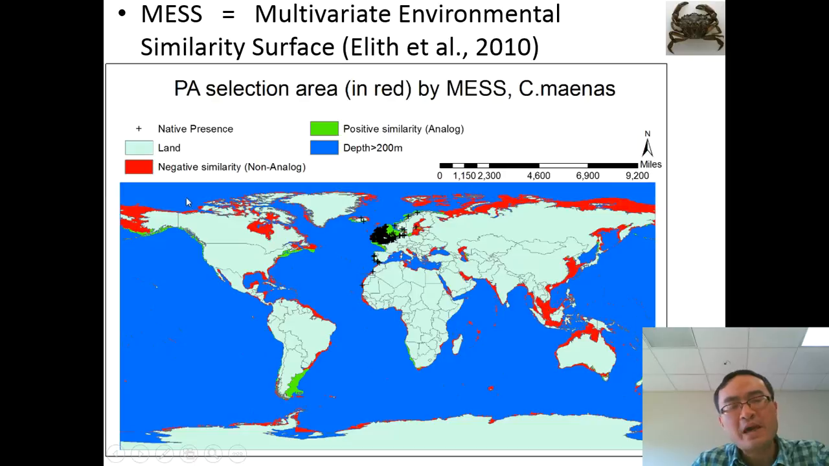Anywhere with a negative similarity index will be considered a non-analog environment, and we will only select or generate pseudo-absences from those non-analog environments, which is the red area I showed here.